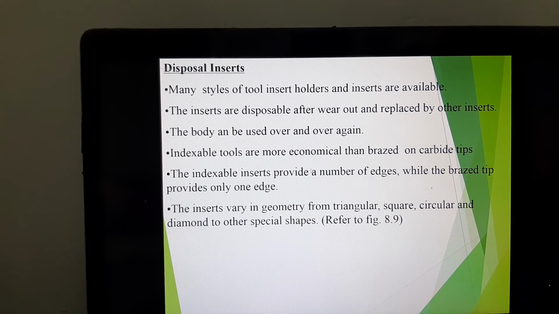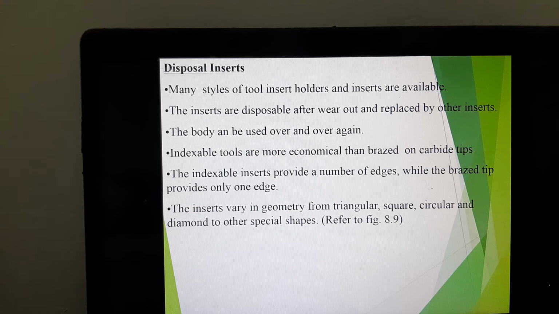Okay, so indexable inserts are high quality inserts normally meant for mass production, and the inserts can be resharpened and used over and over again. Once the insert becomes blunt, you can remove the insert, sharpen it and reattach it rather than regrinding the whole tool all over again. Whereas disposable inserts are use-and-throw, meaning that if you have already utilized that insert, you cannot reuse it again. Once it's blunt, you need to throw it away.